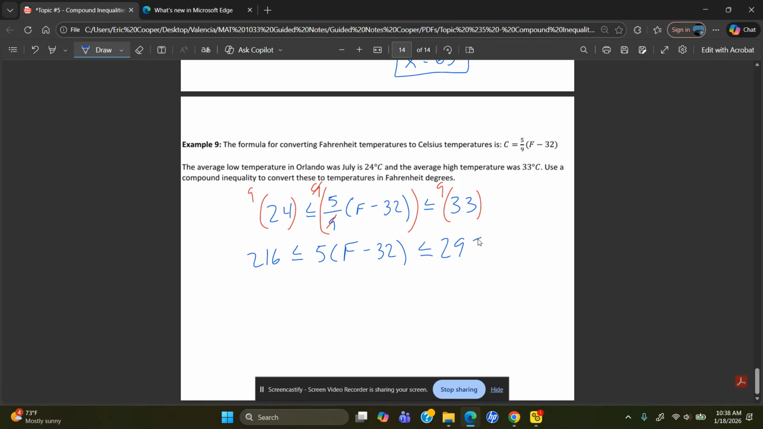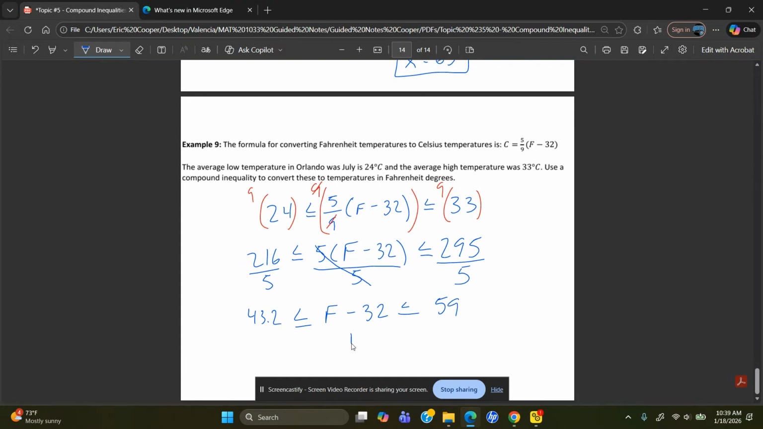My job is to get F by itself. It says 5 times this. We can distribute if we want, or we can just divide here by 5, because it's saying 5 times the quantity F minus 32. So if we do that, we can get rid of these 5s in one shot and just leave me with F minus 32 on the inside. But if I divide the middle by 5, I have to divide the outsides by 5 as well. 216 divided by 5 is 43.2. 295 divided by 5 is 59.